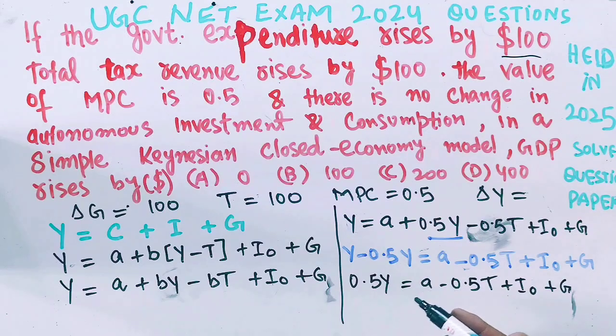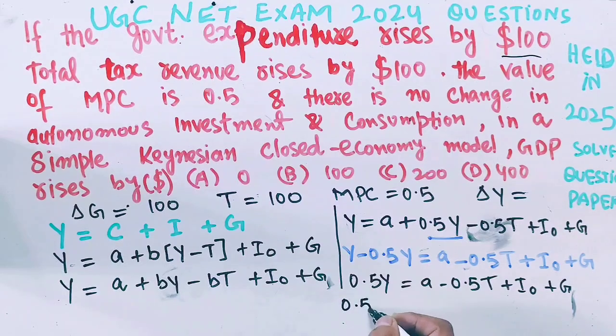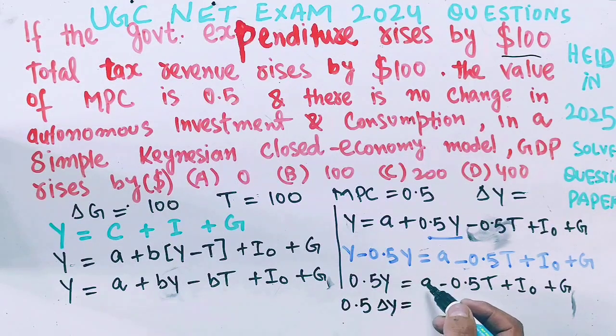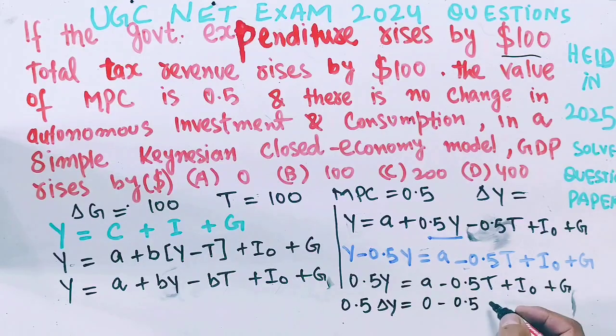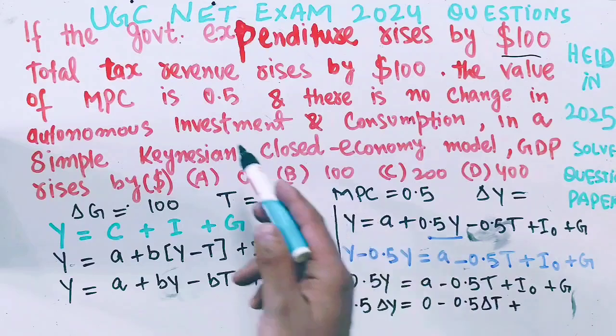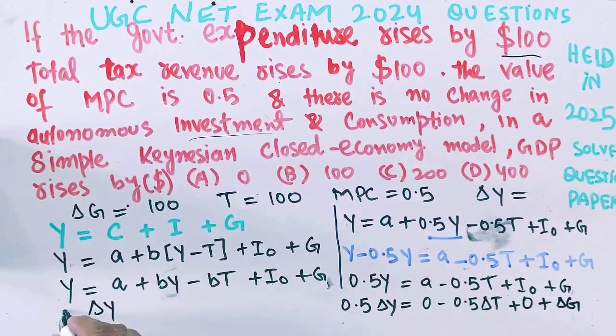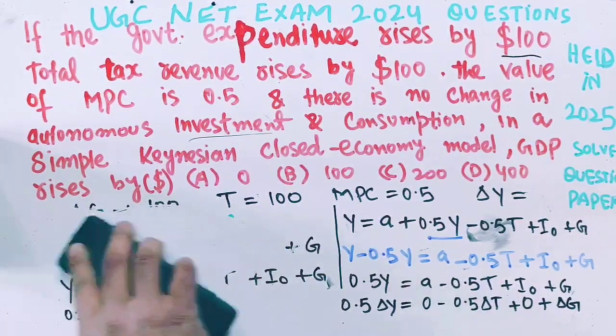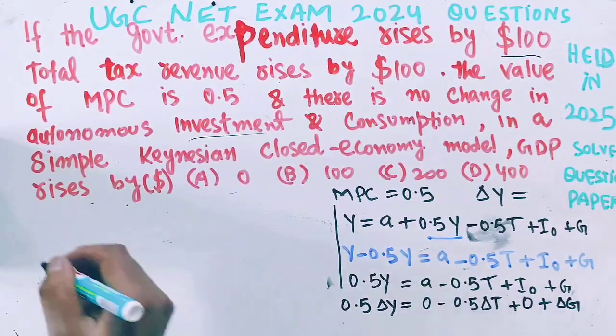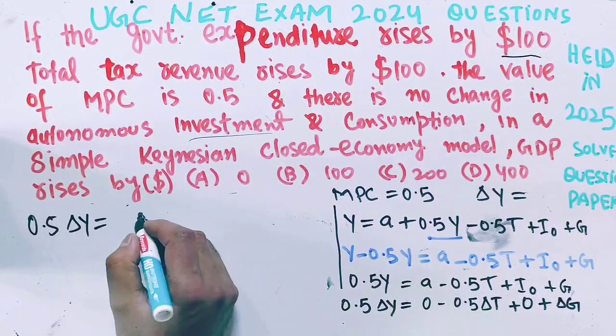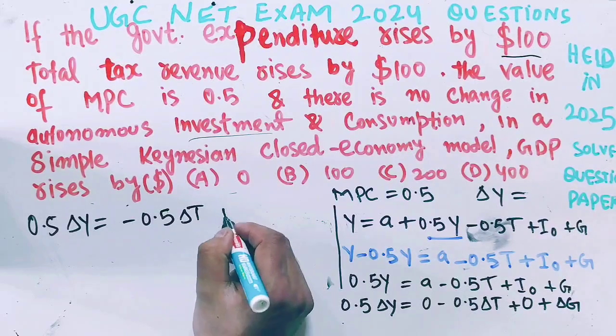Now let's take the differential on both sides. So we have 0.5 times the differential of Y, which is del Y, is equal to, since there are no changes in the autonomous investment, the differential of A will be 0, minus 0.5 times the change in tax, that will be del T, plus the change in I naught will be 0, plus there is change in the government expenditure, so we write here del G. So we have 0.5 del Y is equal to minus 0.5 del T plus del G.